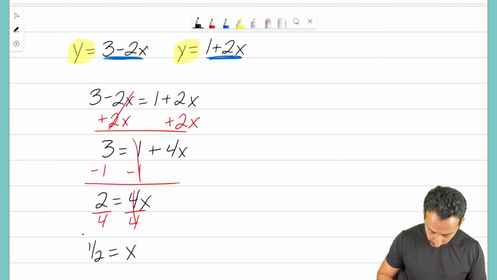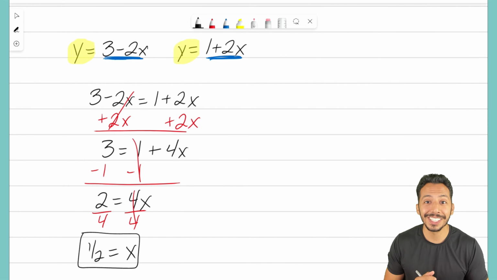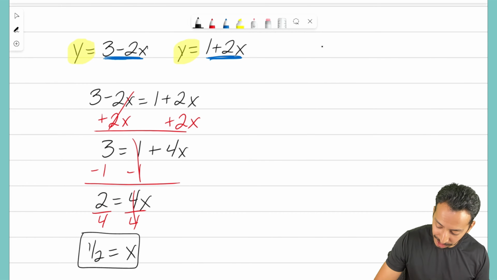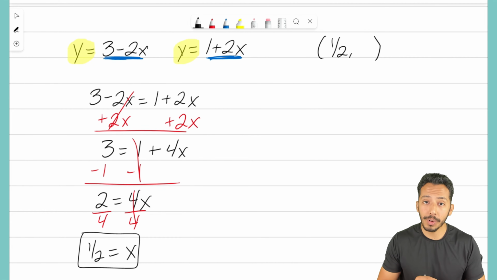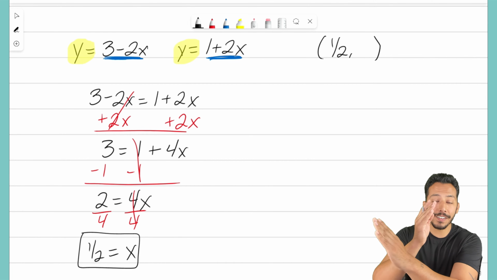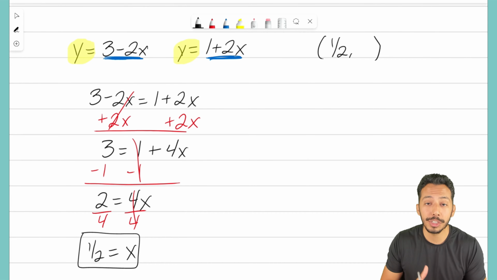It doesn't matter which way you write it. I'm going to write it as a fraction because fractions are your friends. So I have my point of intersection. I know the x term is 1/2. Now I have to find the y term, the missing piece.